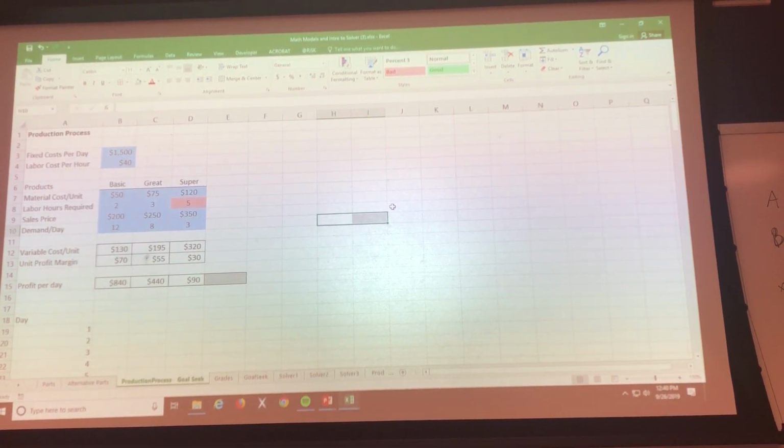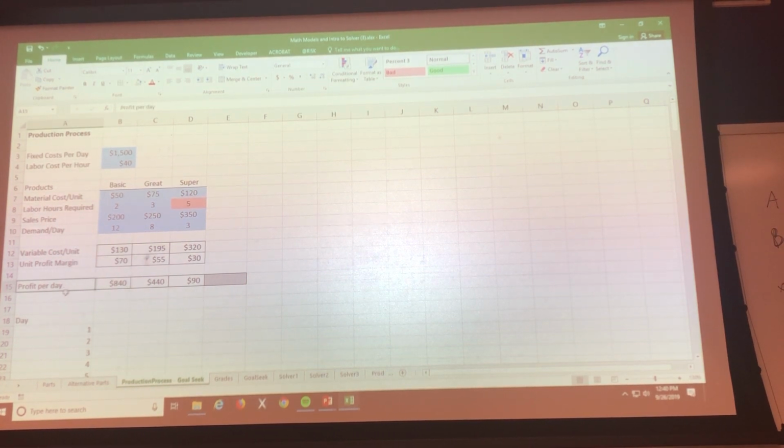Is that also supposed to be unit profit per day, or is like? No, it didn't take into account the profit per day, because you're taking the unit profit, which is $70, and multiplying it by 12 units. So it's just the profit on the basic per day. Cause what about the fixed cost per day? Where would that? Okay, that's an overall, that's what we're about to do right now.